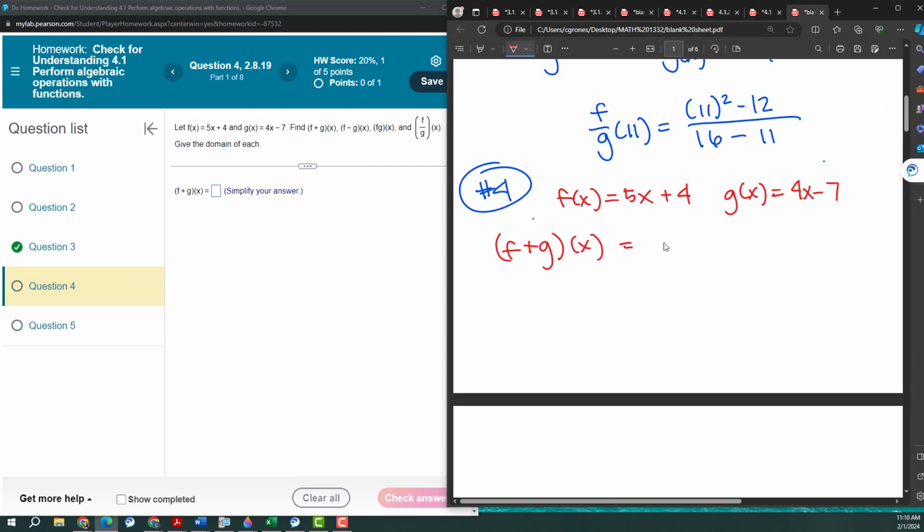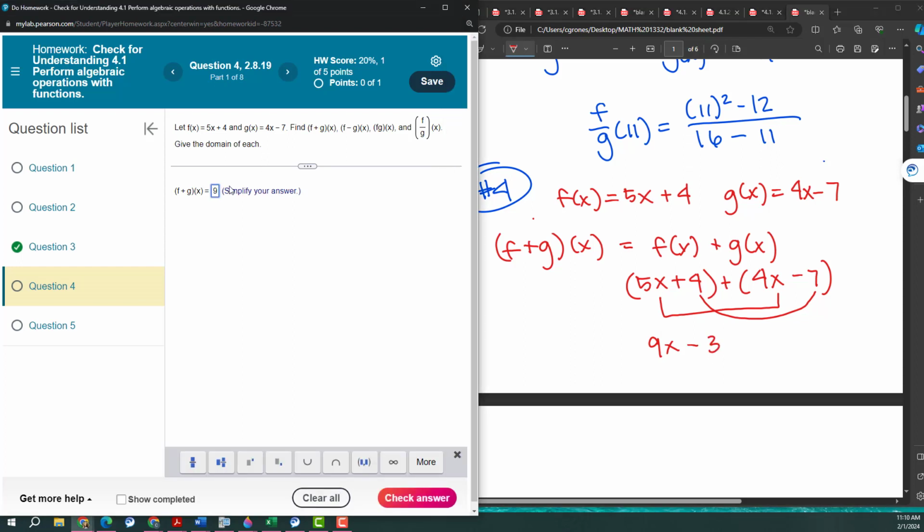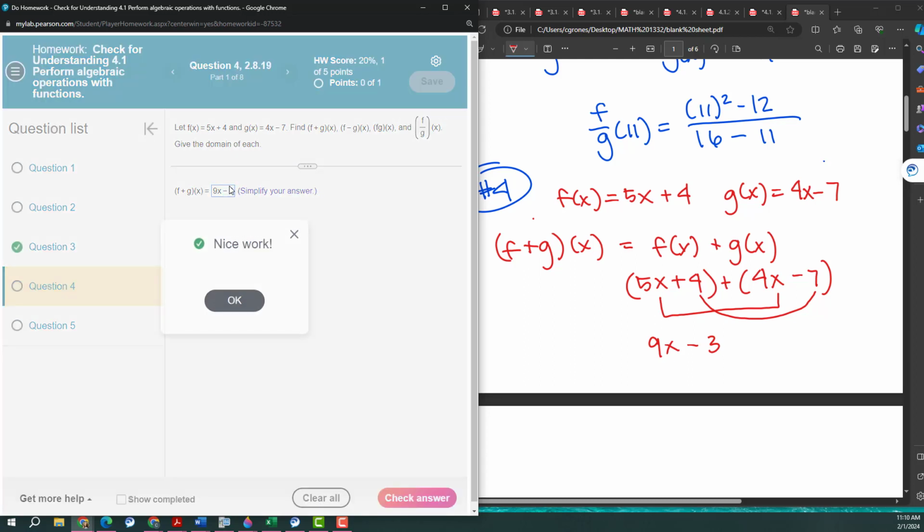So this one is going to be f of x plus g of x. So we've got 5x plus 4. This is our f of x plus 4x minus 7. And we can combine our like terms. So 5x and 4x is going to be 9x. And then we've got 4 and negative 7 gives us negative 3. So I've got 9x minus 3.